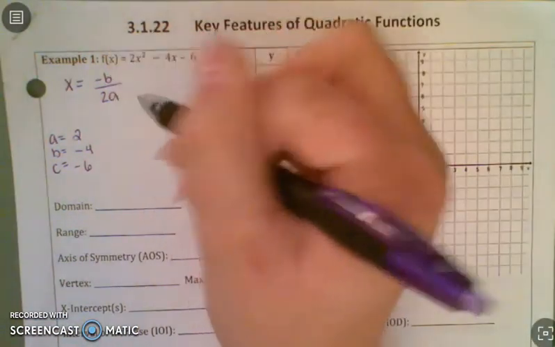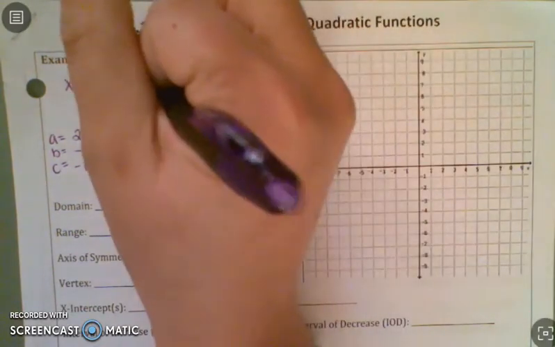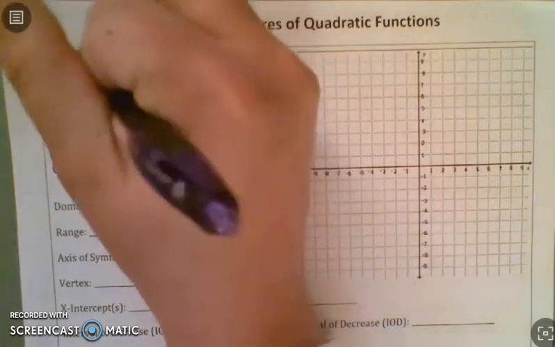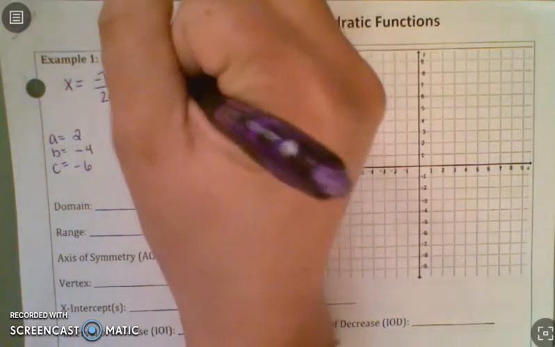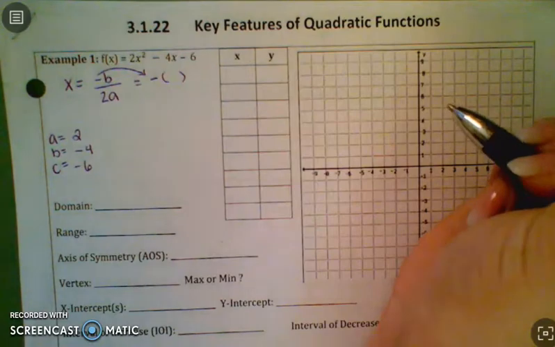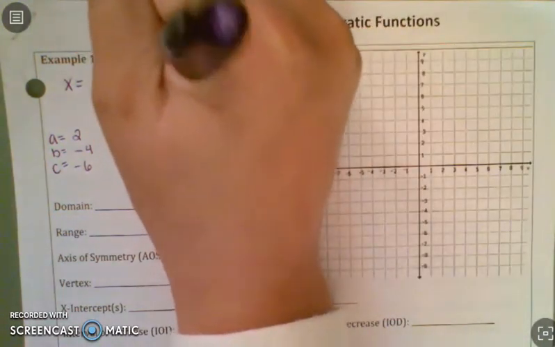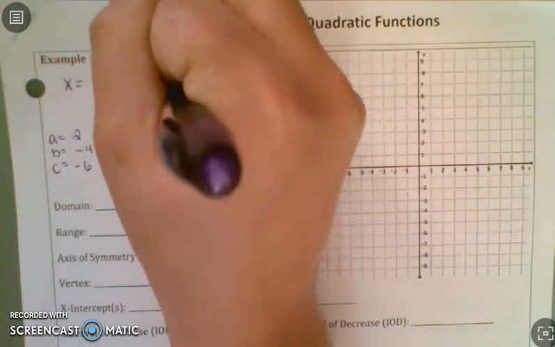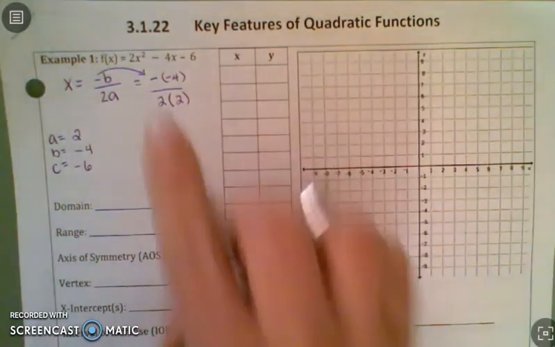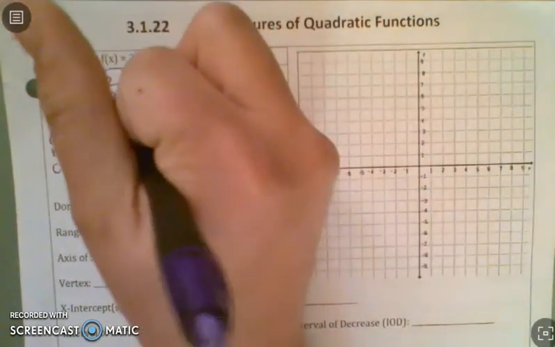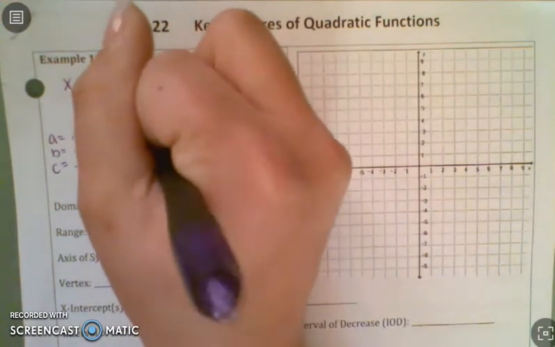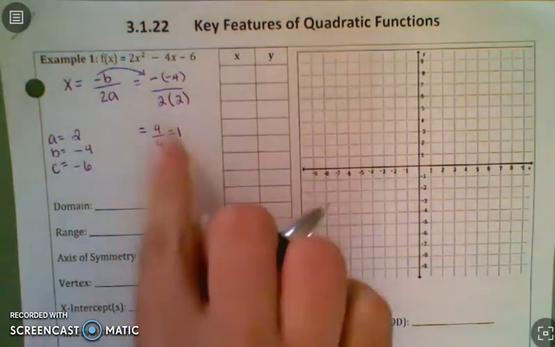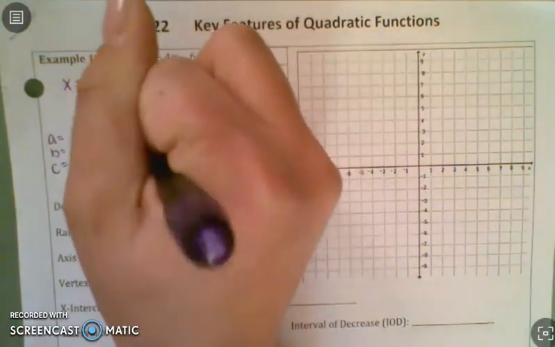Then I'm going to plug in to this equation. So notice how there's a negative with the b, so don't forget to bring that negative over and then put your b value in. So our b value is negative 4 over 2 times a, and our a is also 2. So that's going to give us a 4 over a 4, which is going to equal a 1. So we just found x is equal to 1.